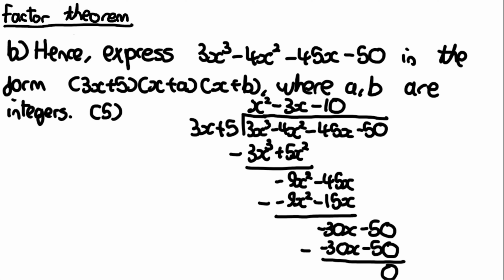Now, a good way to check if you've done the algebraic division right is, as you know that 3x plus 5 is a factor of 3x cubed minus 4x squared minus 45x minus 50. We did this in part A.